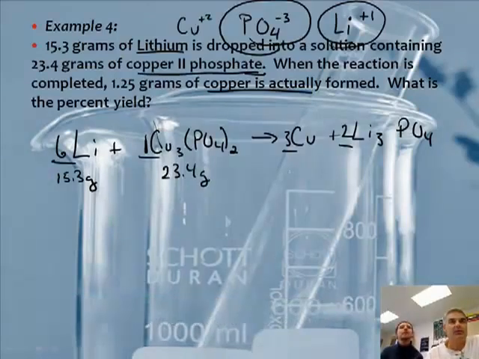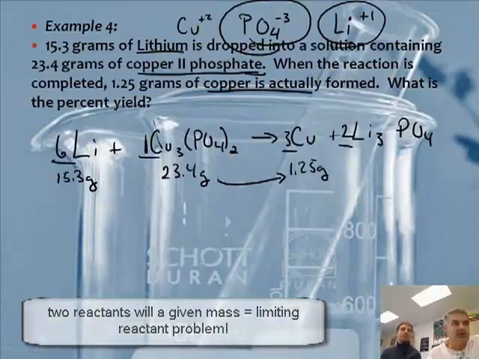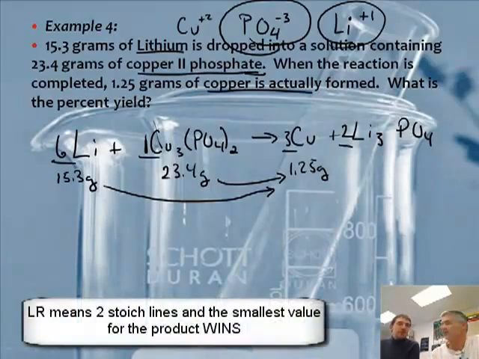23.4 grams, and we get 1.25 grams. We have 2 reactants that both have a mass, so this is a limiting reactant and a percent yield problem together. So what we're going to do is convert grams of copper phosphate to grams of copper, and then grams of lithium to grams of copper. The lowest one will win, and that number needs to be larger than 1.25. In theory it could be more than 100%, but that's not going to happen. Then we'll divide to find our percent yield.